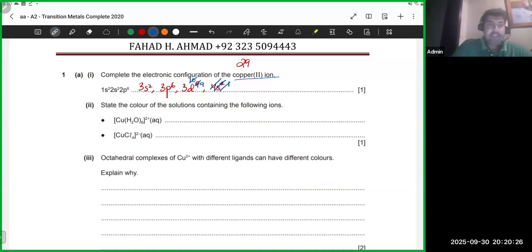And again, the next question is exactly the same. Remember, I told you they're going to repeatedly ask you the same question over and over again. Over here, they're just asking for the colors. So that's your blue solution, and that's your greenish yellow solution.